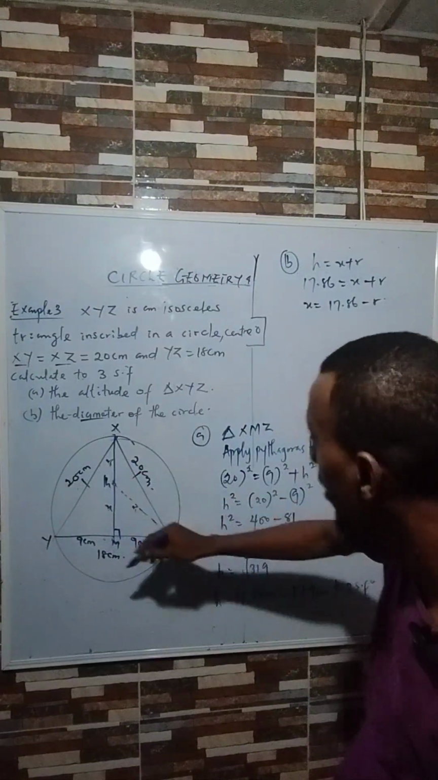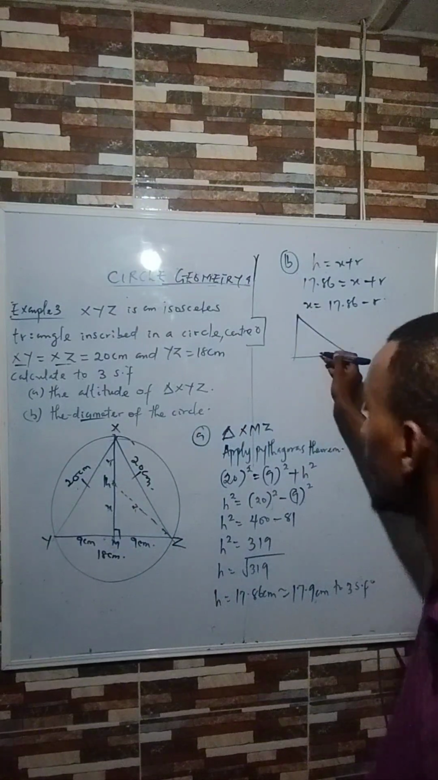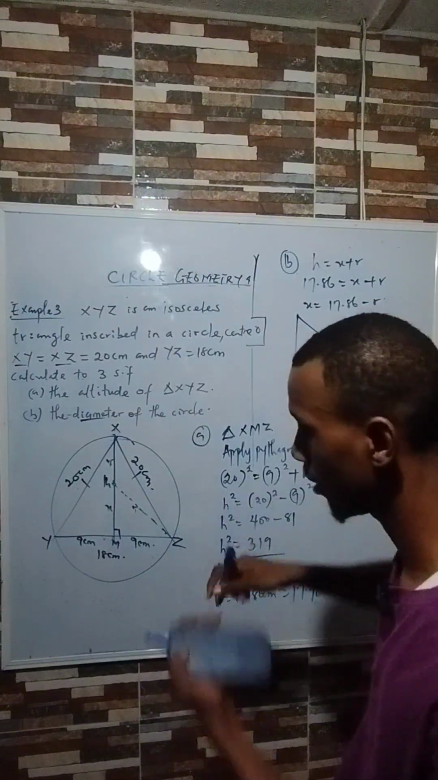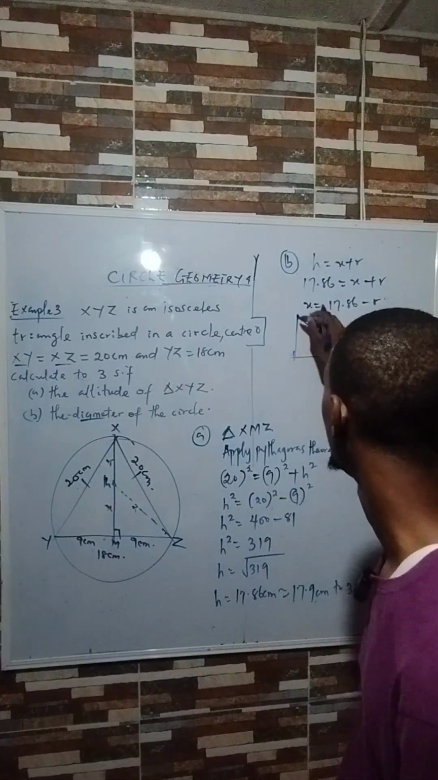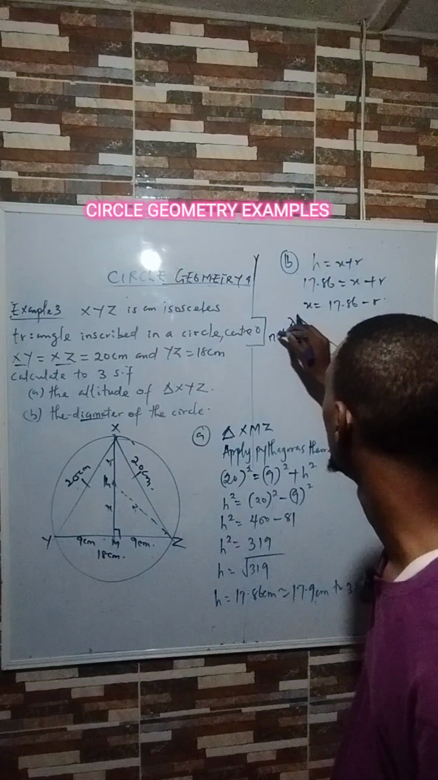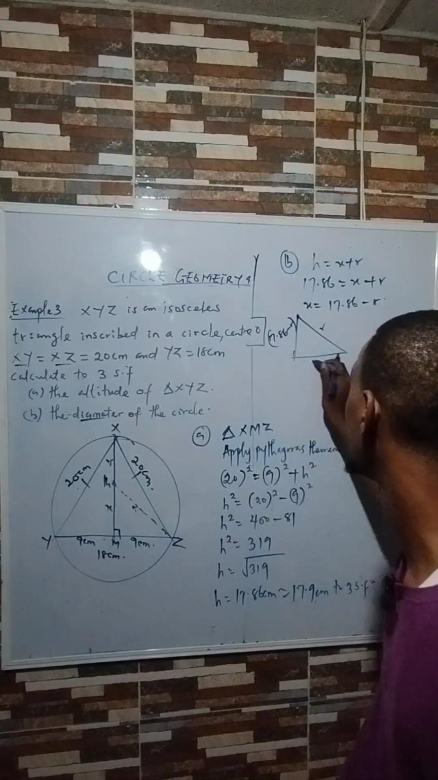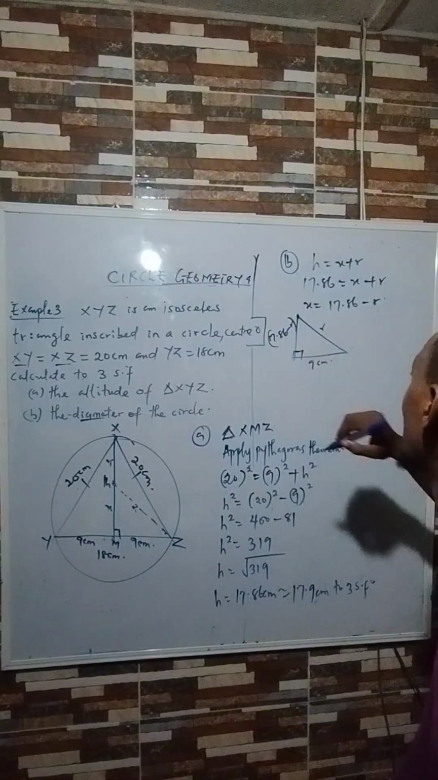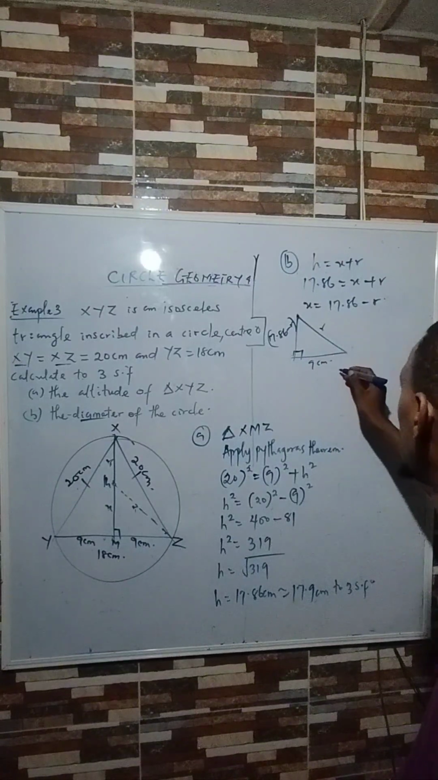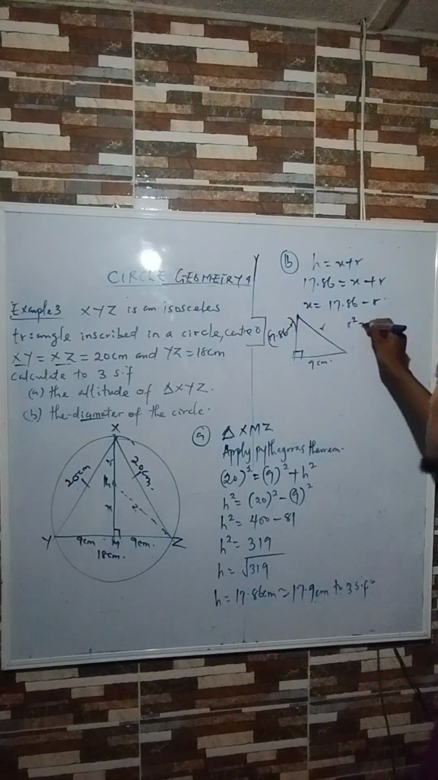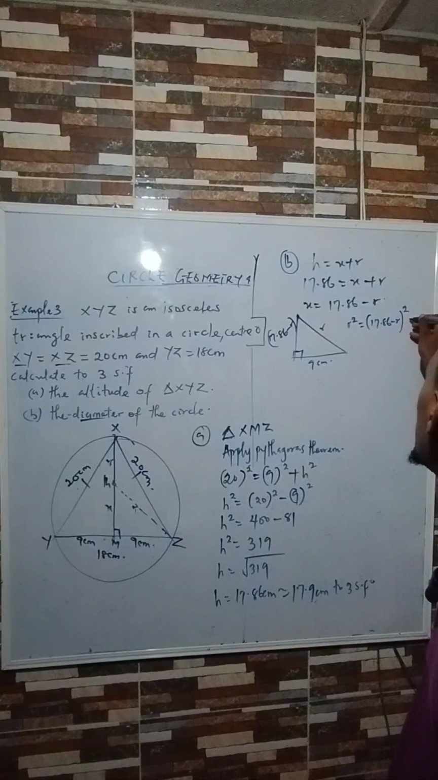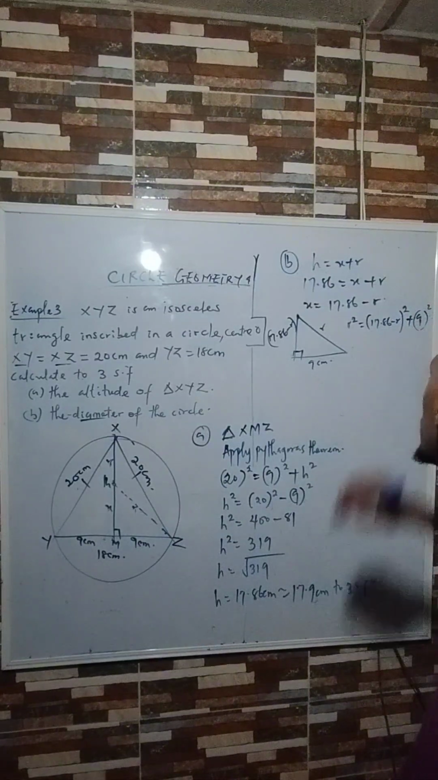So that means the distance from this triangle now. If I draw this triangle out this way, we have this triangle. This line is 17.86 minus r. This place is r, and this is 9 centimeter. So all I need to do is to find my r. From the question, we know that our r square is equal to 17.86 minus r all square plus 9 all square.